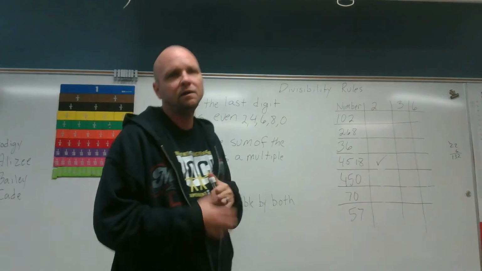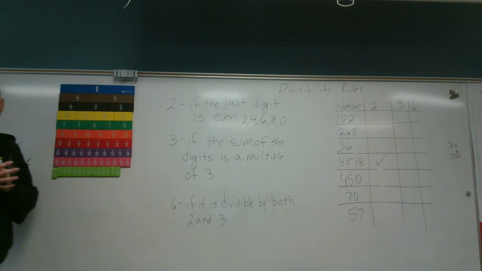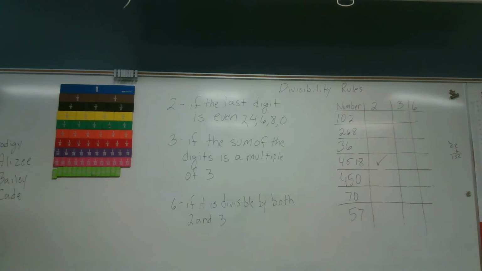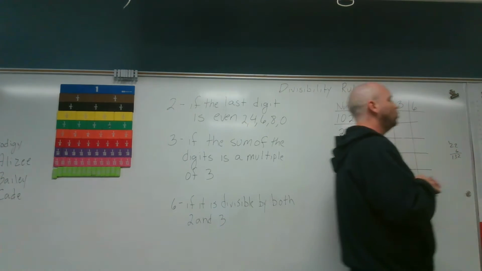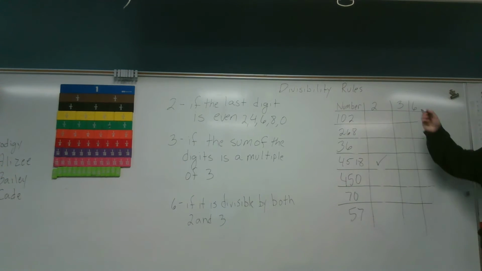Or a camp point. Ari, are there any other numbers up there that are divisible by 2? 102. Why do you think 102 is divisible by 2, Ari? Because it ends with a 2. It ends with a 2, which is an even number.